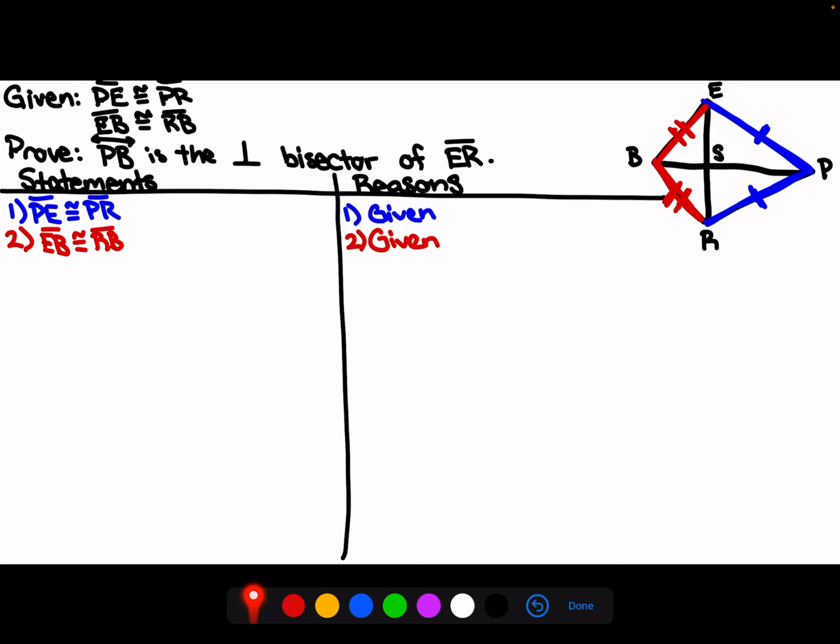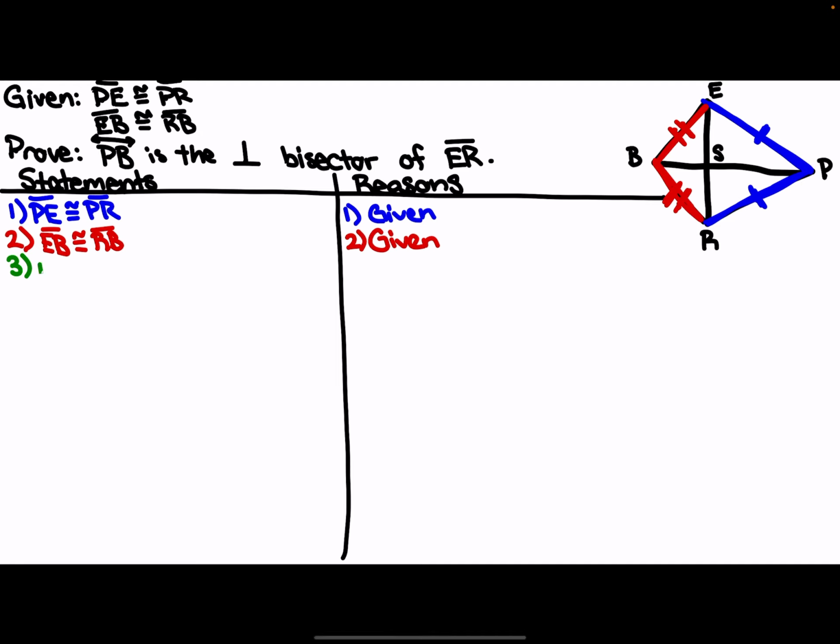So, looking at the two big triangles, triangle BEP and triangle BRP, is there anything that they have in common? Well, yes, they share BP. So I can say that BP is congruent to itself by the reflexive property. Because anytime that something is congruent to itself, it's always going to be by the reflexive property.